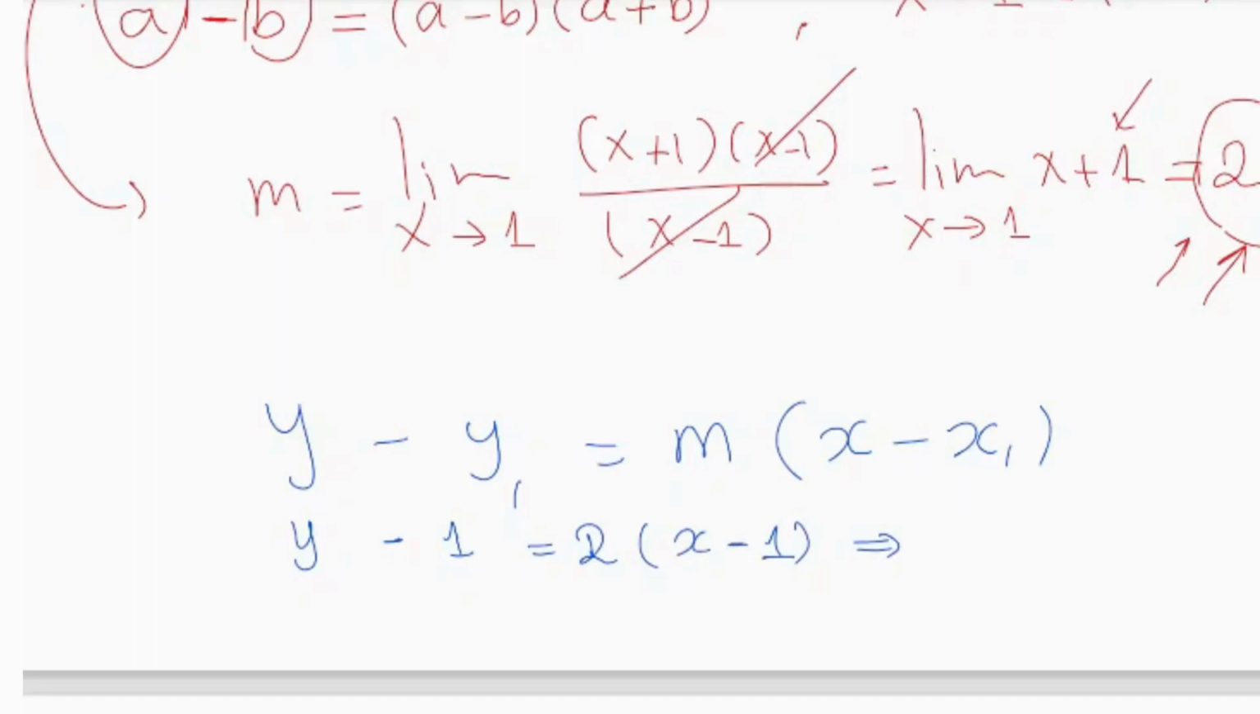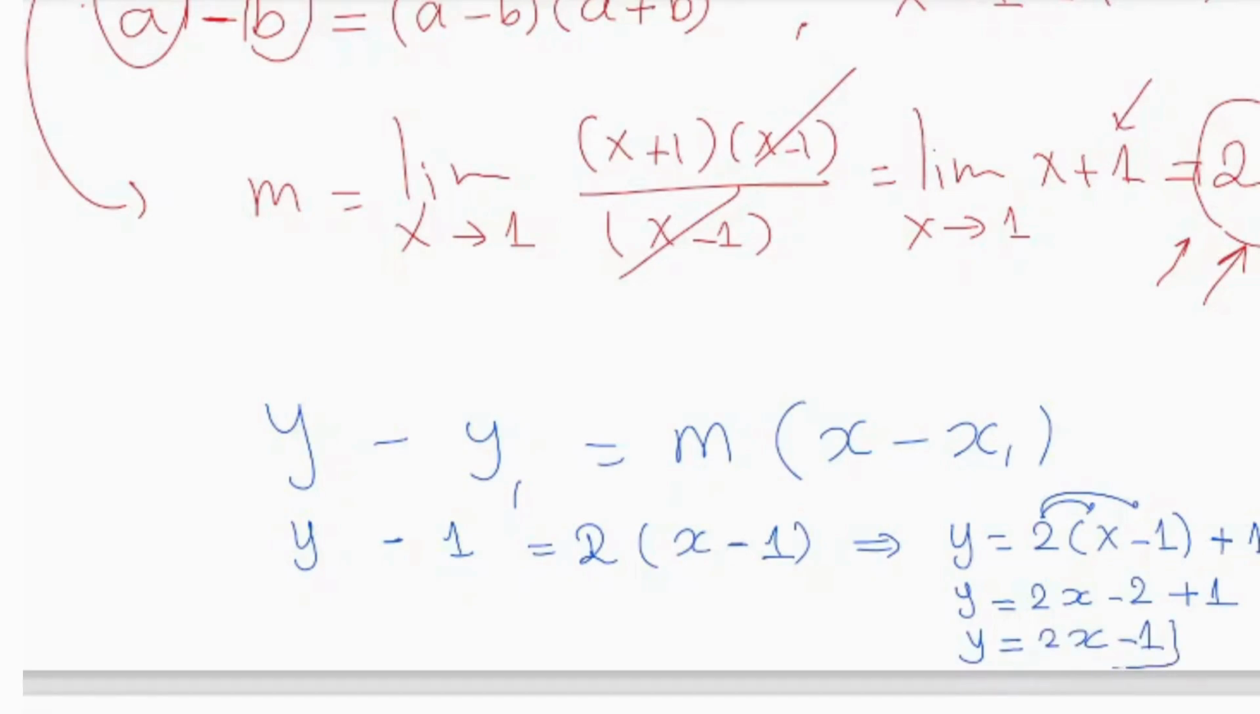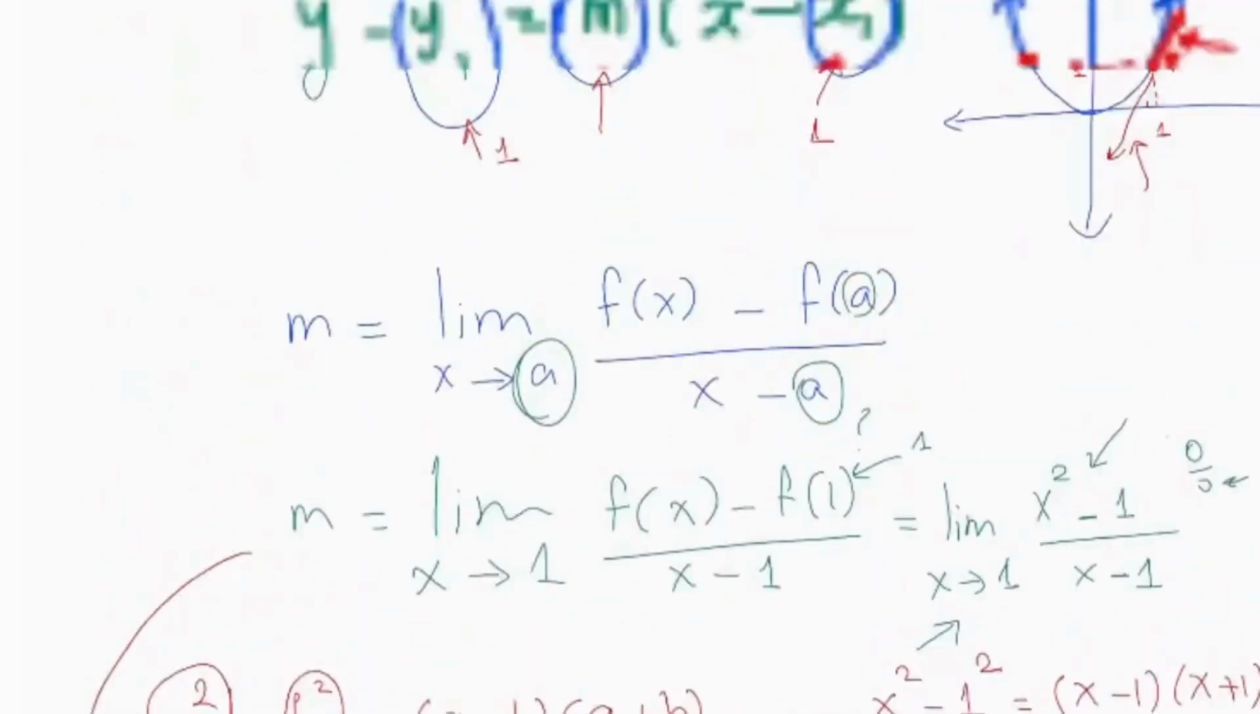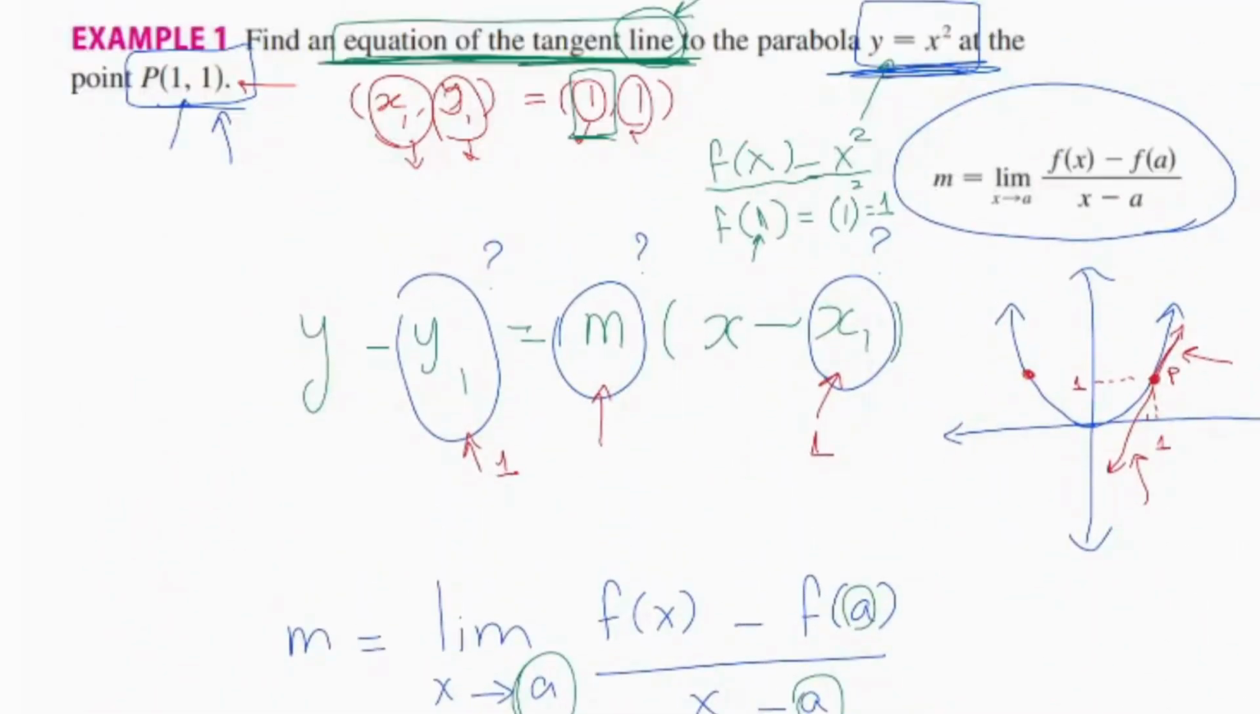With some arrangement of the equation, I'll get y is equal to 2(x minus 1) plus 1. And then if I distribute the 2, we'll get y is equal to 2x minus 2 plus 1. Finally, y will be equal to 2x minus 1. And this is your equation of the tangent line at the point (1, 1).